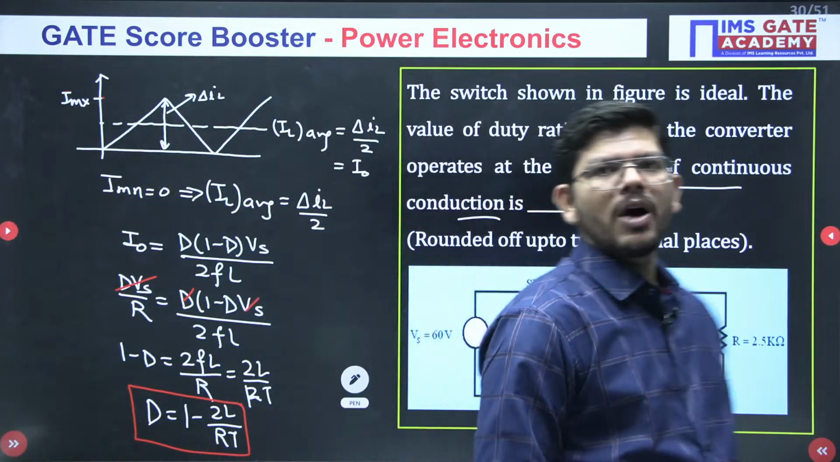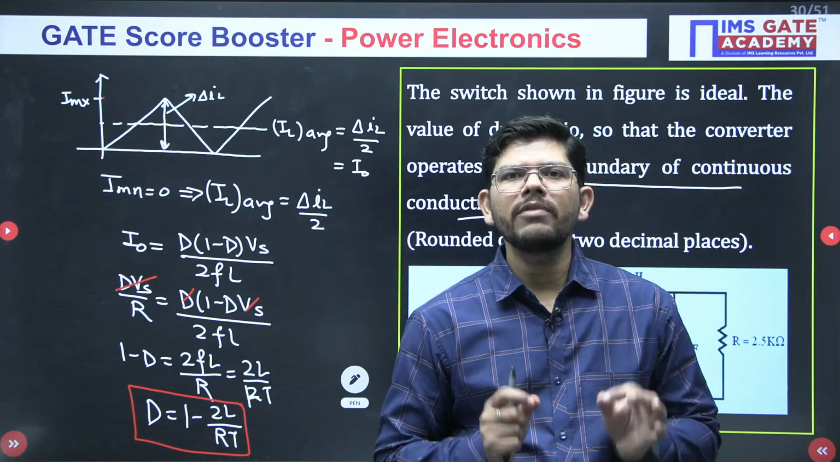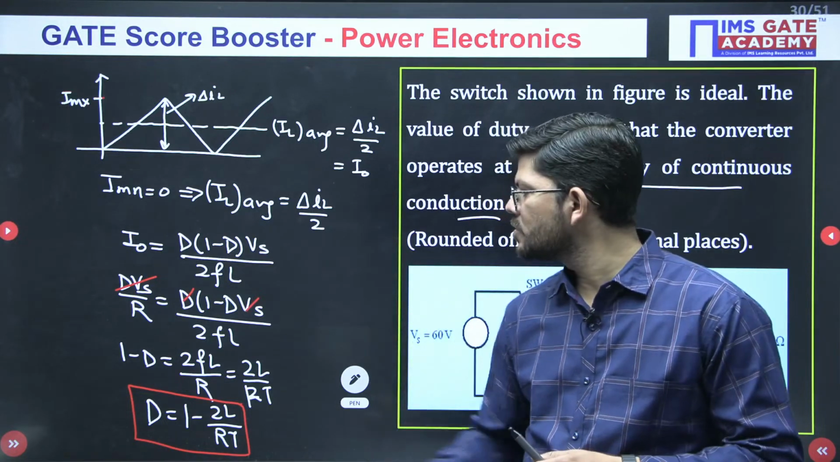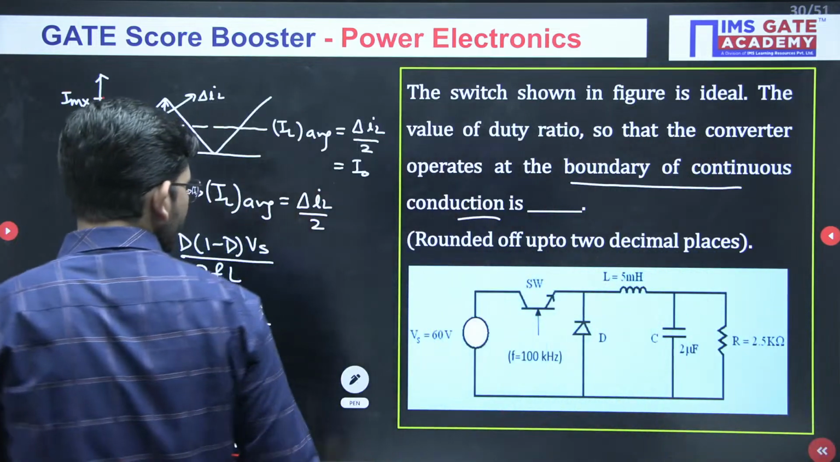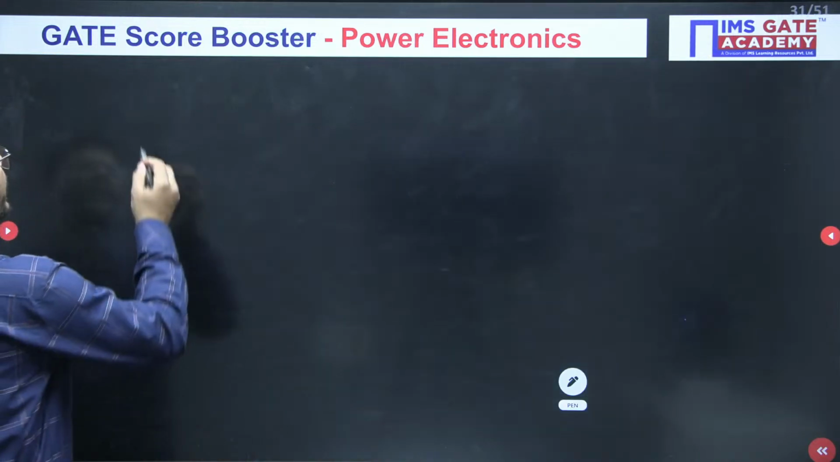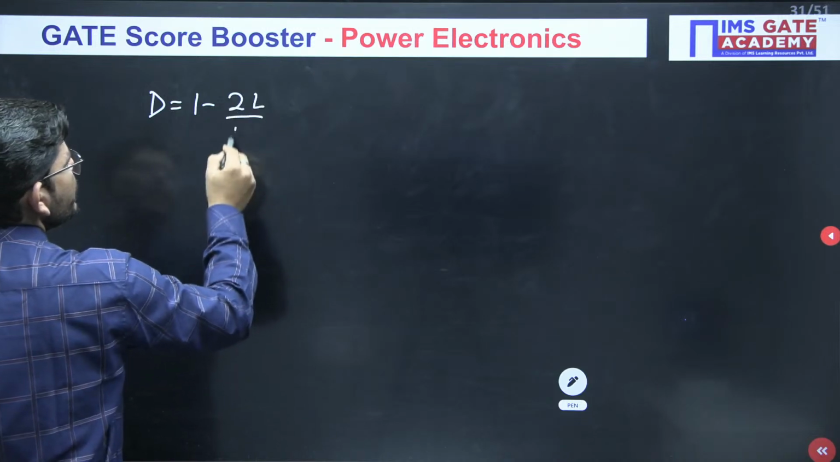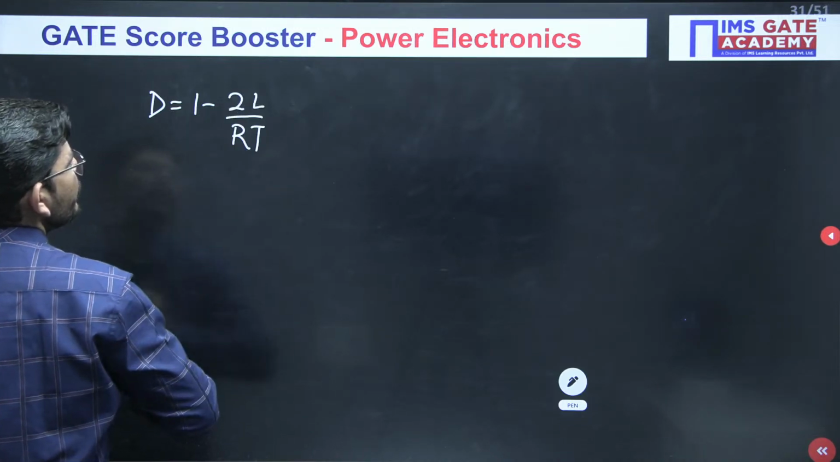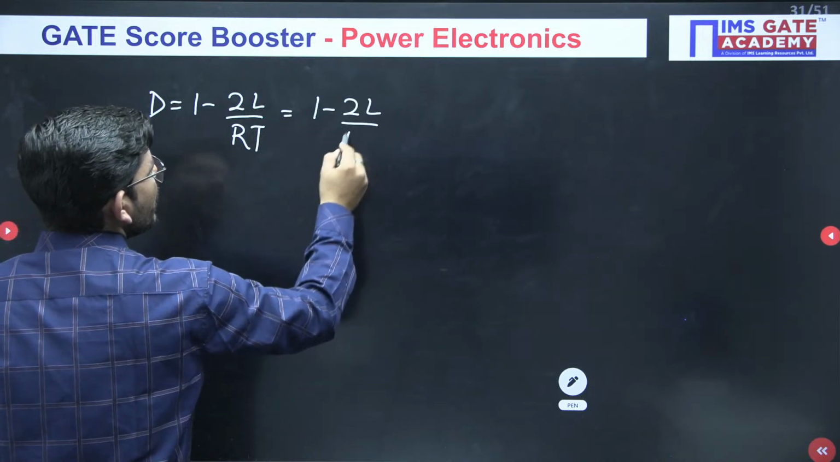If the converter is operating at the boundary of continuous conduction, I minimum will be 0. And what will be the possible value of duty ratio? 1 minus 2L upon RT. Now if we calculate this value, D equals 1 minus 2L upon RT. This is the expression and we need the final value. We may also write it as 1 minus 2L upon R.